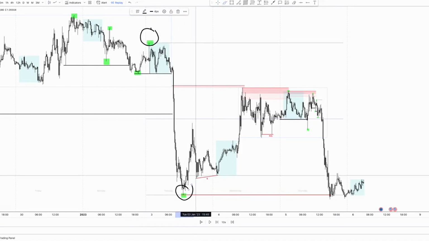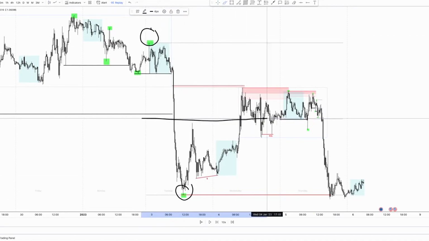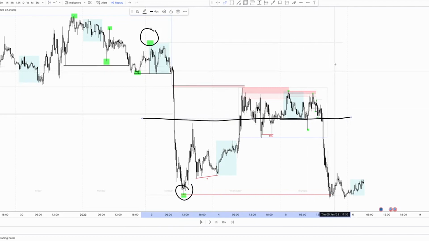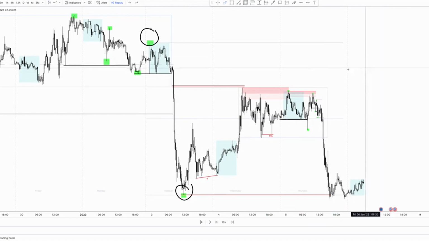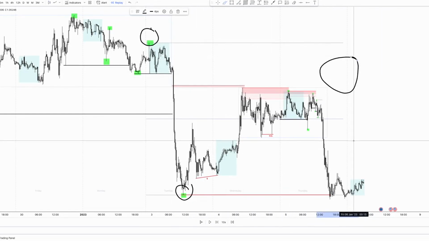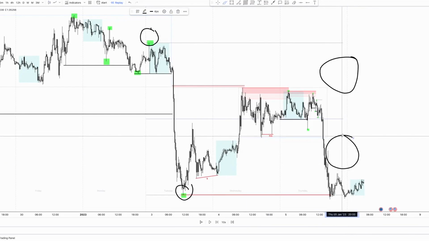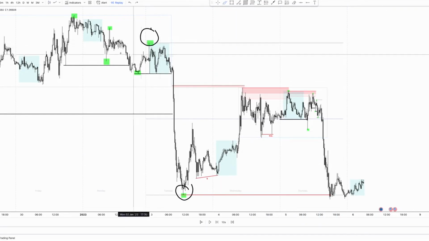So again, A to B. All I've done here is just put a fib tool on so we can see the 50%. This is premium pricing. This is discounted pricing. If we're in a bearish trend, we always want to be selling at premium prices. We don't want to be selling at discounted prices. So we have our framework added on for our A to B.